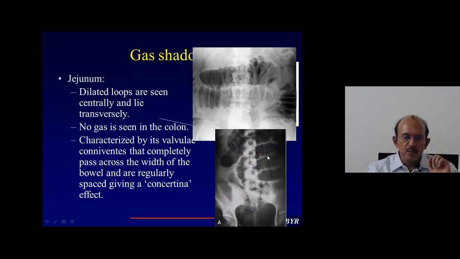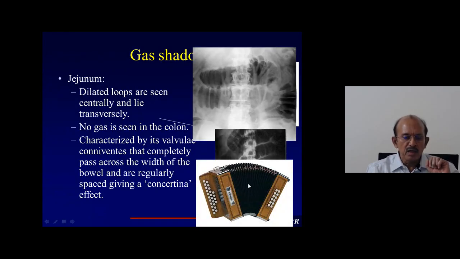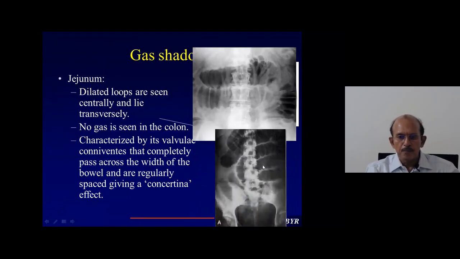Again, you can see here, these are the jejunal loops, and you can see these white lines going across in these gas shadows. These are all the folds of the valve, folds of the mucosa. So this is called the concertina effect. This is the musical instrument called concertina. You can see it has folds like this. In a similar way, you can notice the gas shadows in the jejunum. So jejunal gas shadows are identified by the concertina effect.